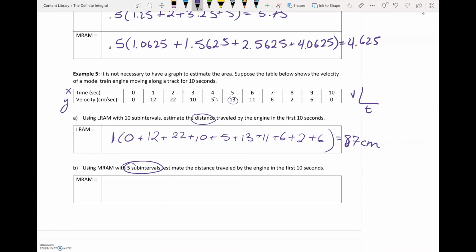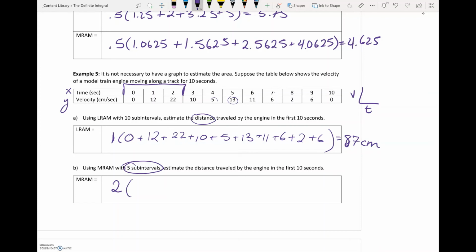So our subinterval, again, if I'm going from 0 to 2, that's a distance of 2 for our width of the rectangle. And if you look at 2 to 4, again, that is another 2. From 4 to 6, that's 2. 6 to 8, that's 2, and so on. So our width for each subinterval is 2. Now we're going to find the height.